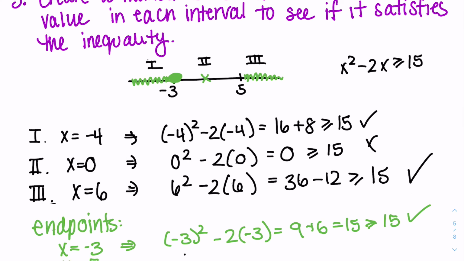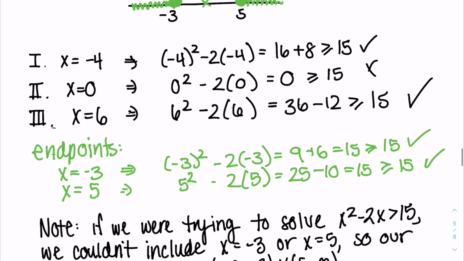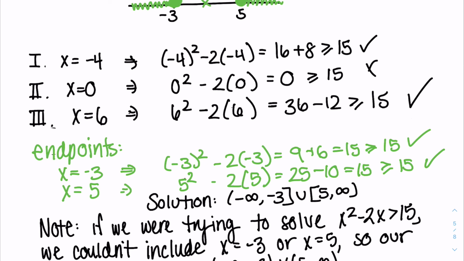It's going to be the same thing for 5. You're going to get 5 squared minus 2 times 5. So 25 minus 10, which is 15. So in this case, this endpoint also works. So we really get two solutions, or two intervals that will satisfy this inequality. Interval 1 works, which is from -infinity to -3, and I can equal this point. And then from 5, we can go on to infinity.